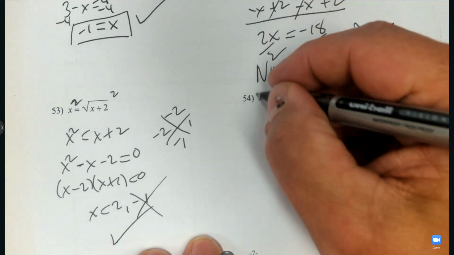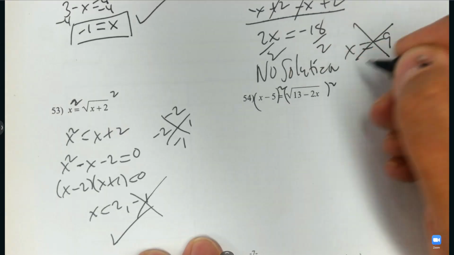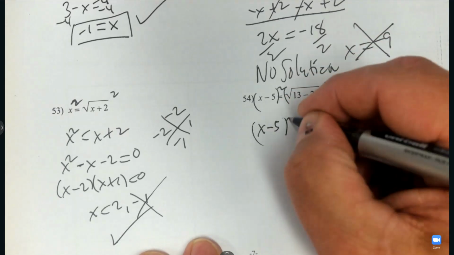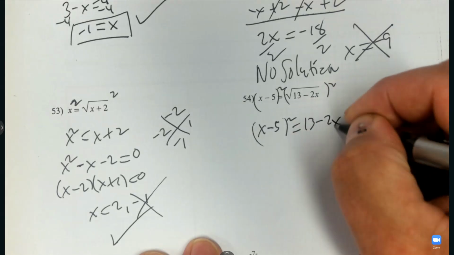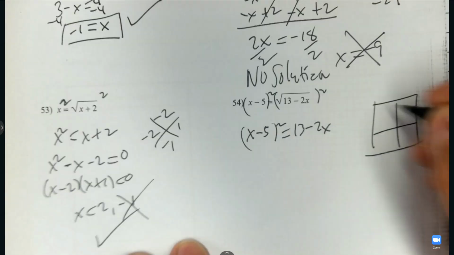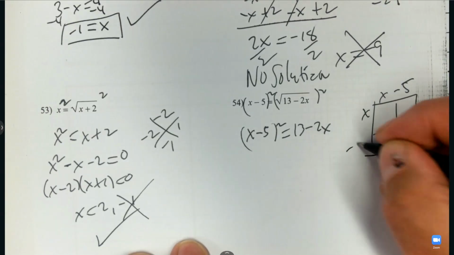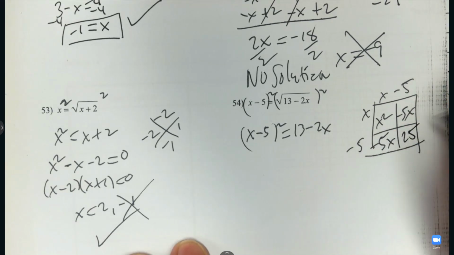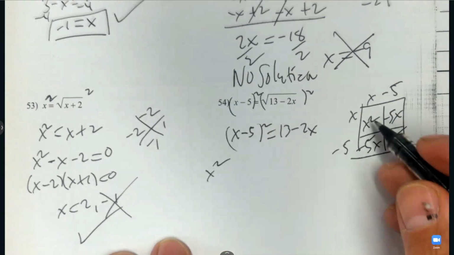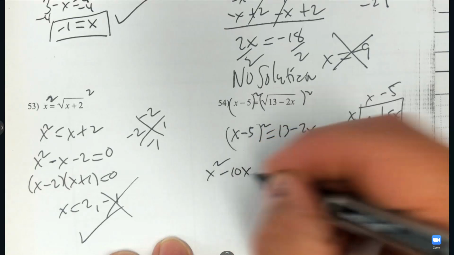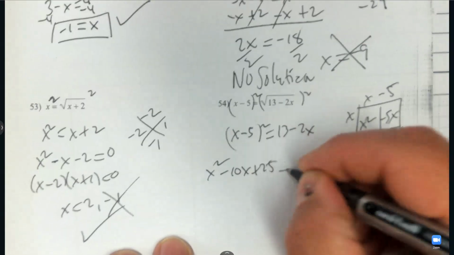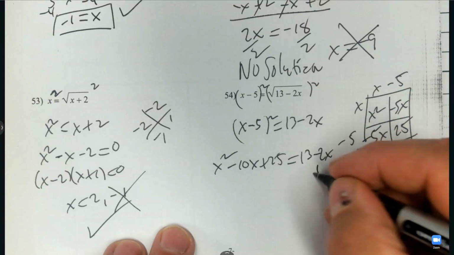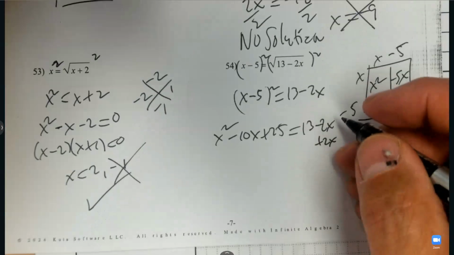All right, again, we're going to square both sides. So that gives me x minus 5 squared is equal to 13 minus 2x. I get a FOIL. So that's x minus 5, x minus 5. Multiply it out, combine like terms, I get x squared minus 10x plus 25. Then we're going to make it equal to 0. So I'm going to add 2x to both sides.